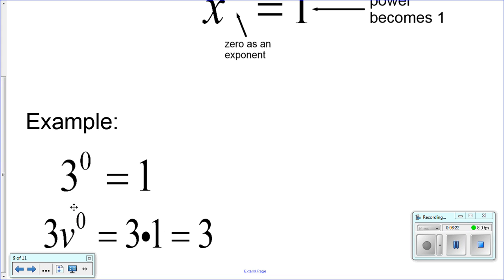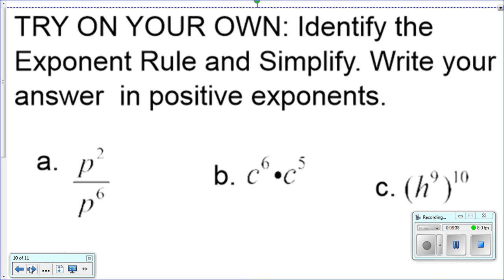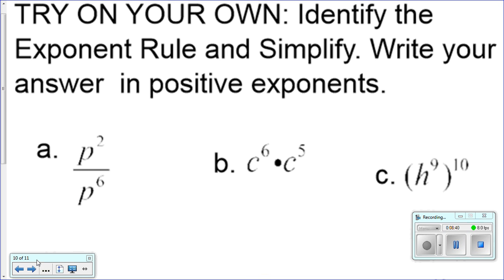If there was a parenthesis around the 3v, and the 0 went on the outside, that whole entire power, even though the base is 3v, would be turned into a 1. Okay, so now you're going to try on your own. You're going to identify the exponent rule and then simplify it. You need to write all your answers in positive exponents, so no negative exponents. Go ahead and try this on your own. When you come back, I'll have the answers for you.